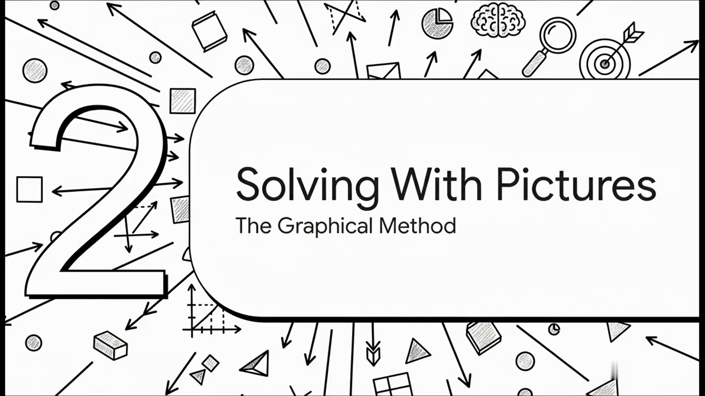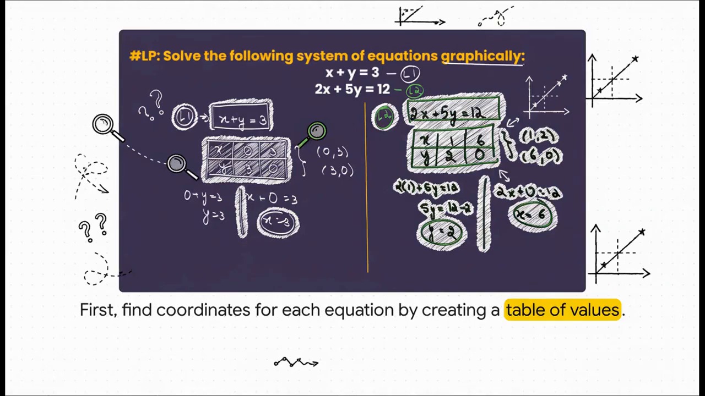All right, on to Section 2, solving with pictures. Let's get visual. Our first tool is the graphical method, and it's all about drawing a map that leads us straight to the treasure. The answer. So, how do we actually draw these lines? It's way easier than you might think. All you need are 2 points for each line. A super simple trick is to plug in 0 for x and see what y is, and then plug in 0 for y and see what x is. Just like that, you've got 2 coordinates and you can draw your line.